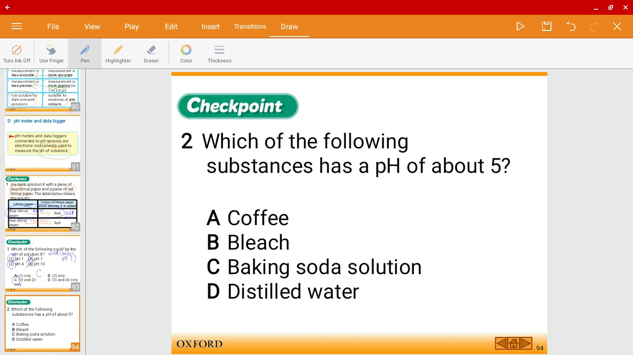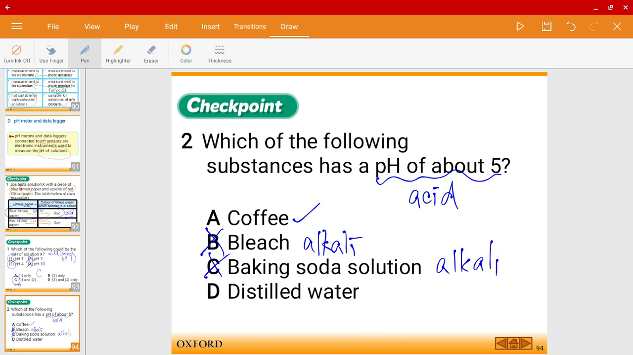Let's see question 2. Which of the following substances has a pH of about 5? Okay, that means it's also an acid. So if you recall, coffee is indeed an acid. Let's look at the other options. Bleach. Is bleach an acid? No, it is an alkali. Is baking soda an acid? No, again, this is an alkali. How about distilled water? Again, distilled water is not, because it is neutral. So based on this, I can already figure out that A is the correct answer.